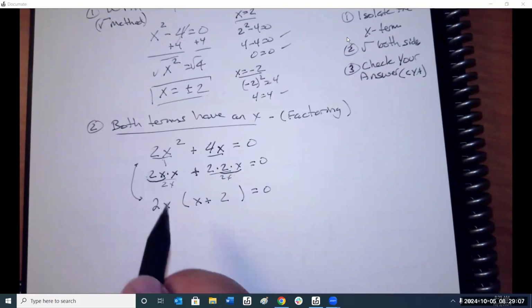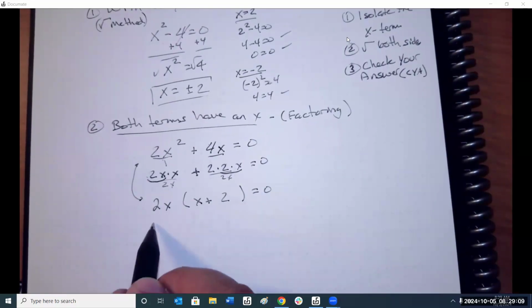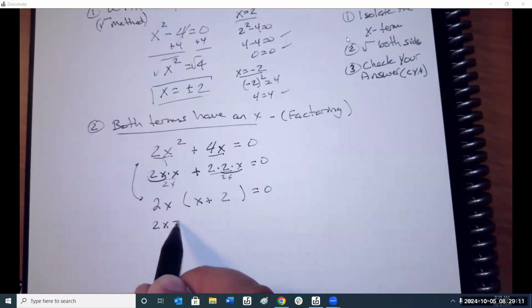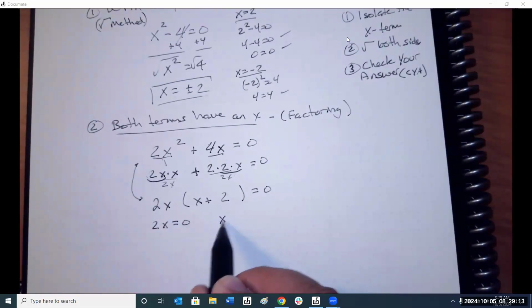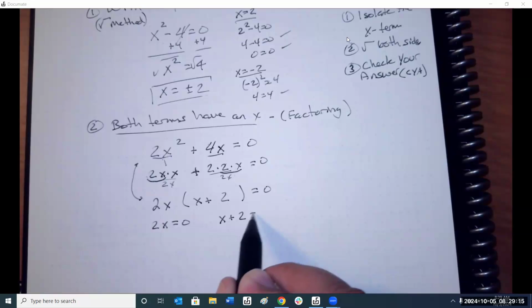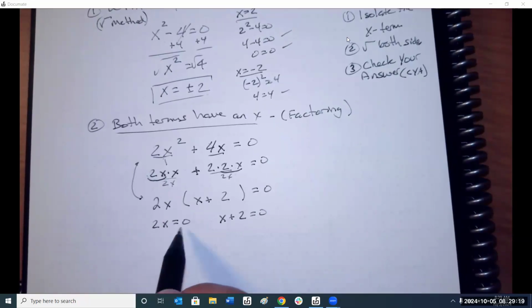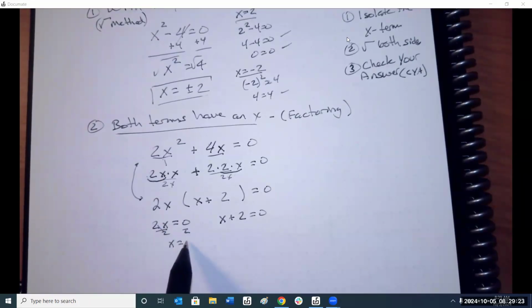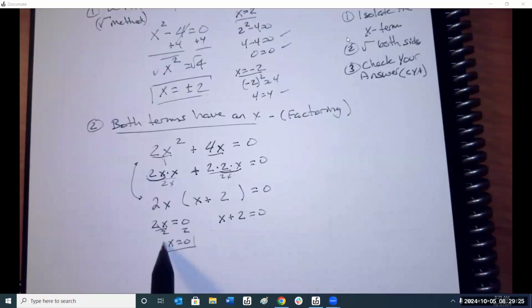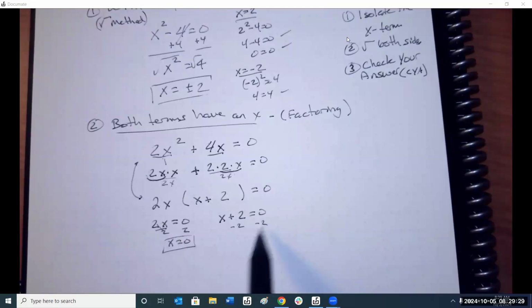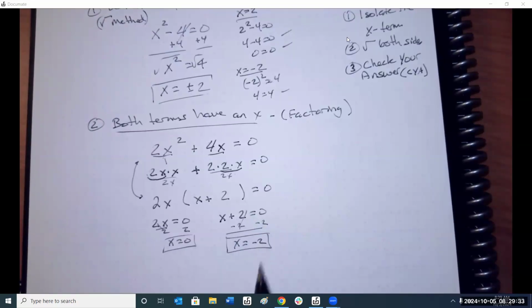So what we do now, since we have two terms, we set them both equal to 0. Anywhere you see an x, set that equal to 0. So 2 times x equals 0. So I divide by 2. X equals 0. That's one solution. And then this one, I subtract 2. So x equals -2. Here's another possible solution.